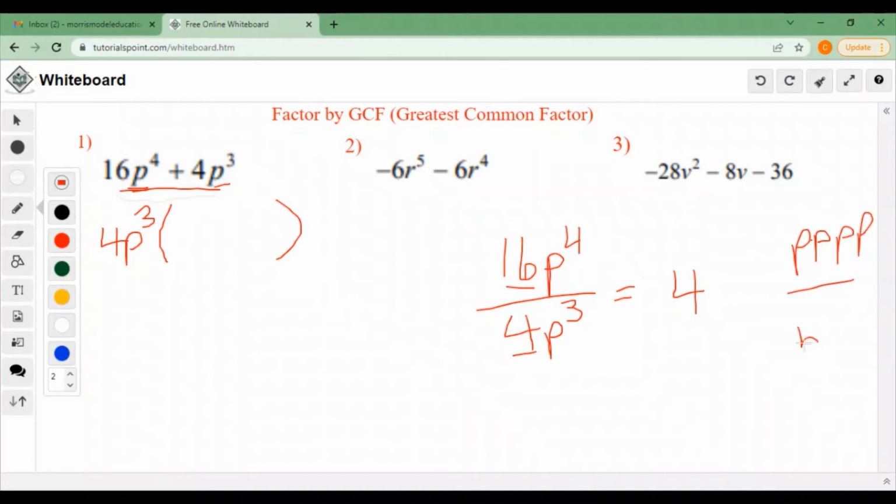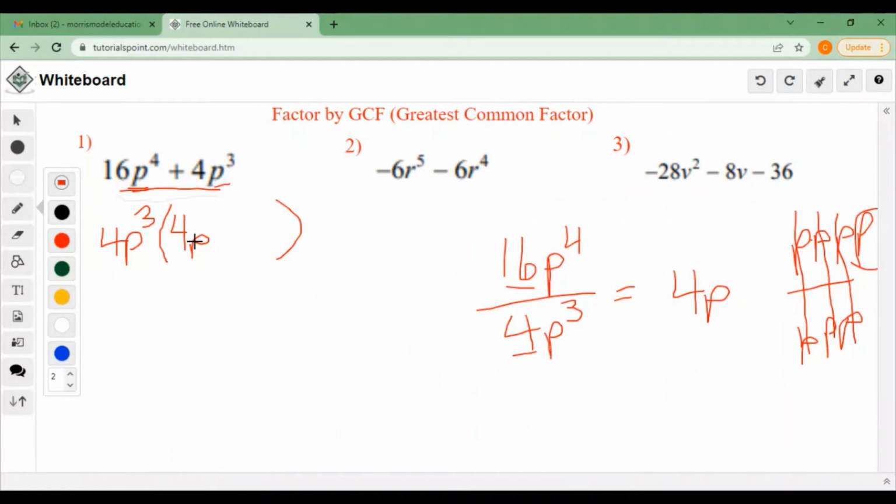But that's the same thing as, sorry guys, I'm trying to draw on this. It's not the easiest thing to do. So you got 4 p's at the top, 3 p's at the bottom. You can cancel out p for p, top to bottom, and you're left with 1 p at the top in the numerator. So I know that when I divide those out, the final answer will be 4p. And I'm going to put 4p in that first spot in the parenthesis, okay?